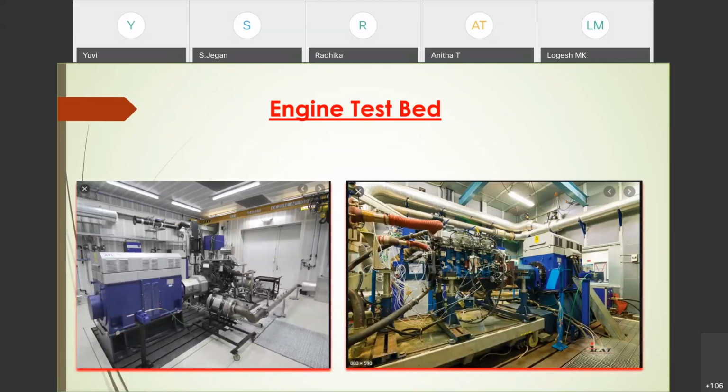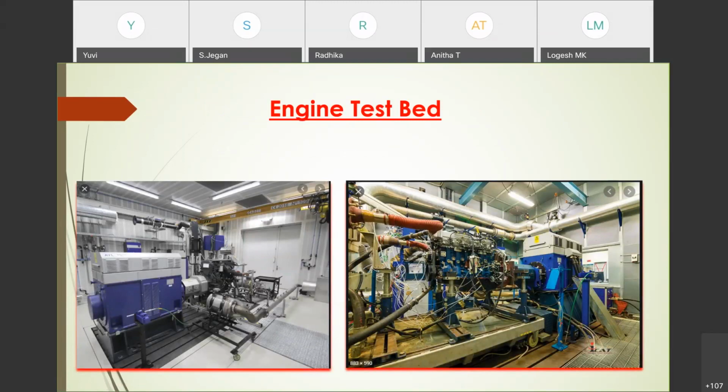So this is the picture of the engine test bed. You can see the engine is mounted in the test bed and it is coupled with the eddy current dynamometer. In the engine test bed, we use the eddy current dynamometer to apply load to the engine.